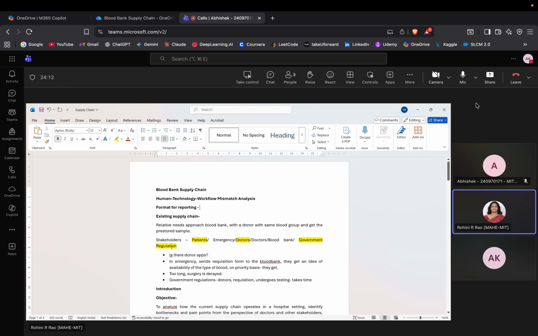And they exist in supply chain. You write the document for me, in terms of these stakeholders, which are patients, donors, and the government regulation. Government regulation you will get online as well. And for the doctors, the blood bank and emergency, I will make appointments in the hospital and get you access to them. When you go to them, you have to go with survey sheets and collect the data properly.